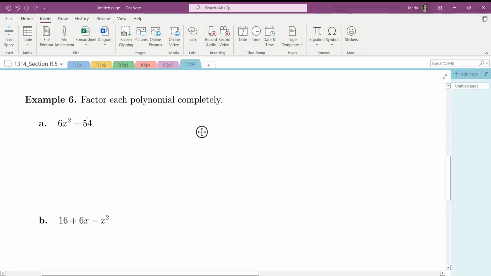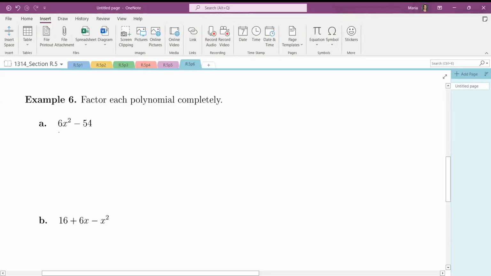So we're going to start with 6x squared minus 54. Immediately you might think, hey, this is a difference of squares. But there is nothing that you can square to get 54. So this is not a difference of squares. However, you can look for a common factor. That's actually where you should always start.